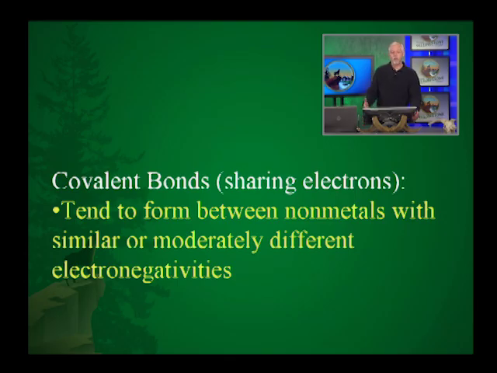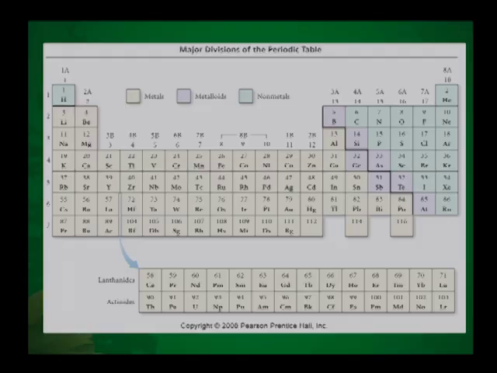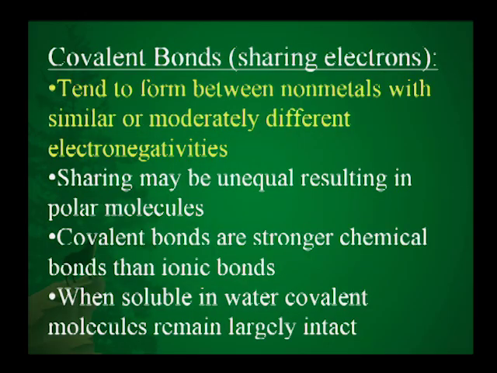Okay, so again, covalent bonds tend to form between nonmetals with similar or moderately different electronegativities. As we look at the periodic table, our nonmetals will be over here on the right side. And again, continuing the list, sharing may be unequal, forming polar molecules. Covalent bonds are stronger chemical bonds than ionic bonds.